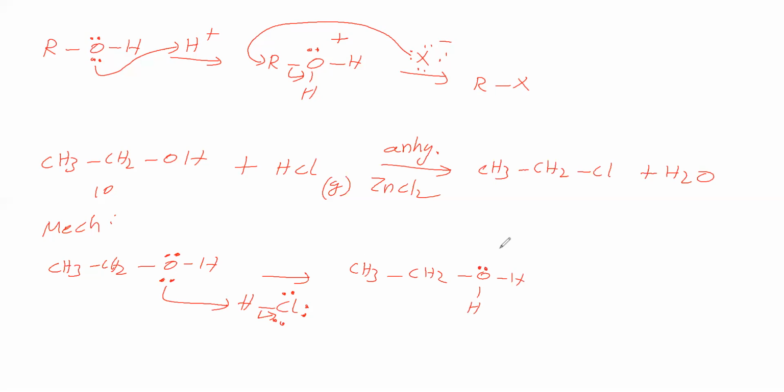O has 1 lone pair, and a plus charge is there. Cl minus is leaving; Cl minus has 4 lone pairs. Next, Zn2+ comes from anhydrous zinc chloride. This lone pair makes a dative bond with Zn2+. So we will get this.